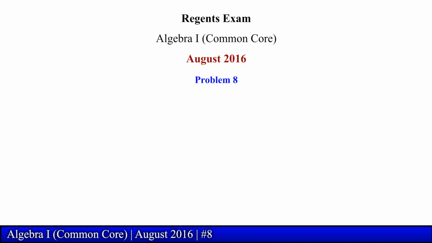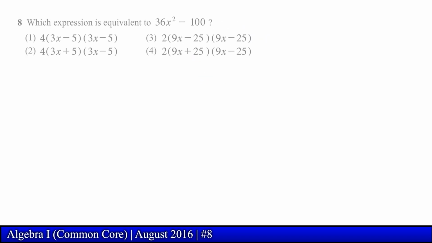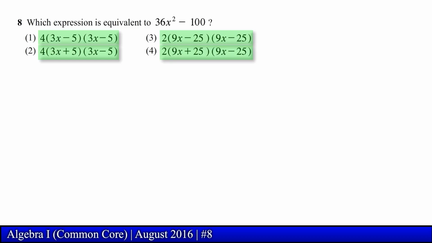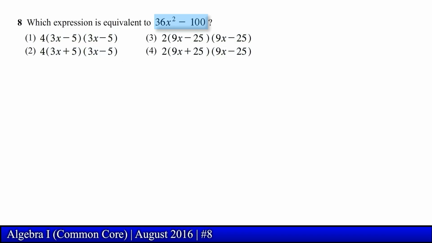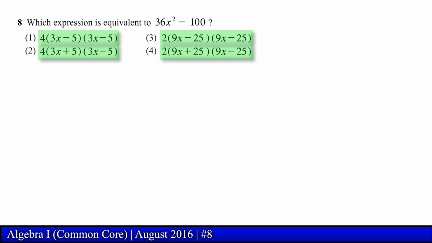Regents Exam, Algebra I, August 2016, problem number 8. Which expression is equivalent to 36x squared minus 100? In this problem, we need to determine which of the 4 options given is equivalent to 36x squared minus 100. Notice that the possible answers are all written in factored form.